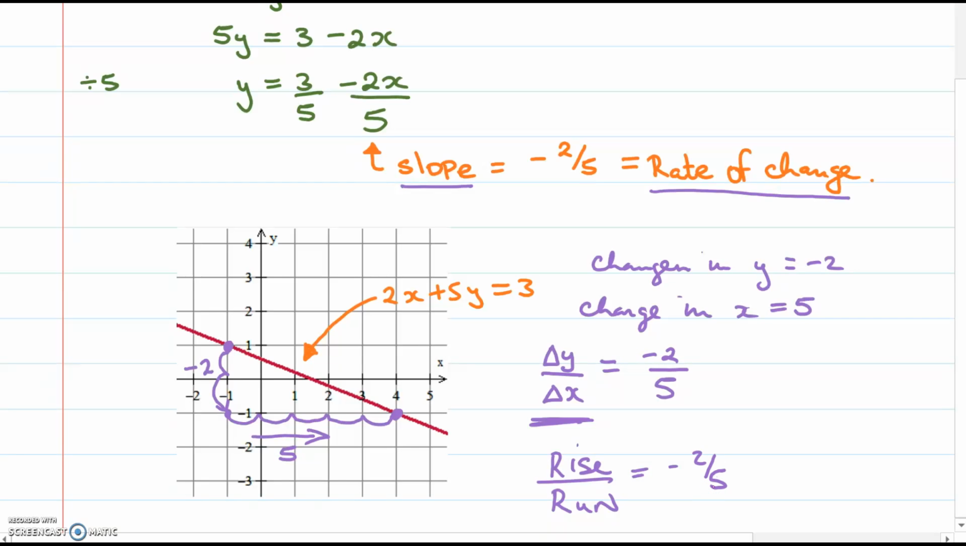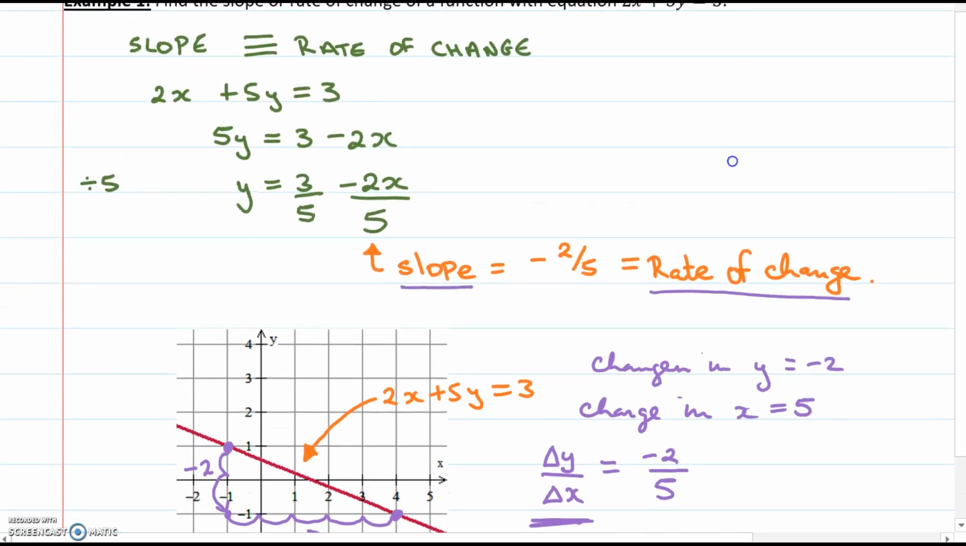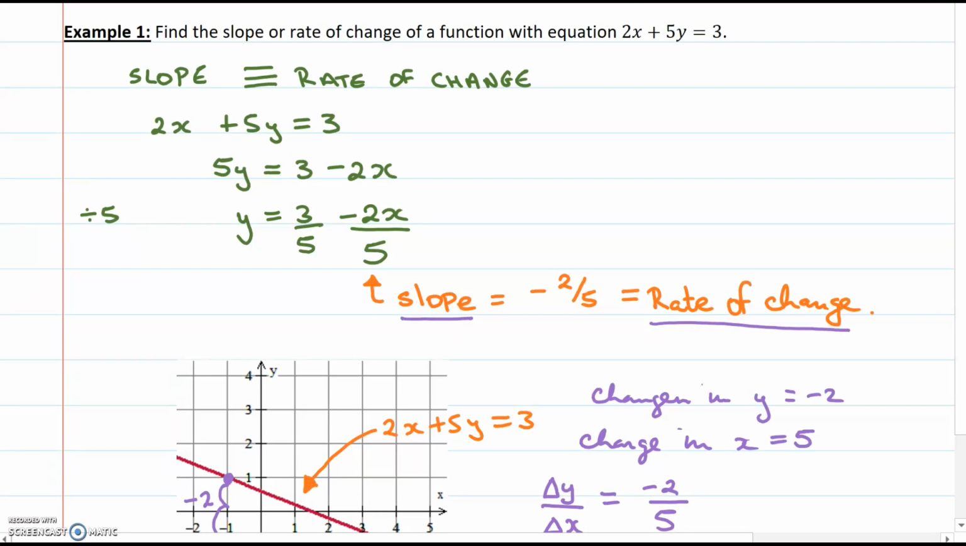Thanks for watching, and hopefully now you're going to be able to work out the rate of change of any function that's given to you like this. Remember, just assume you're getting slope. Get y on its own, and then the slope or the rate of change is whatever number is in front of x. So negative 2 over 5 in this case.